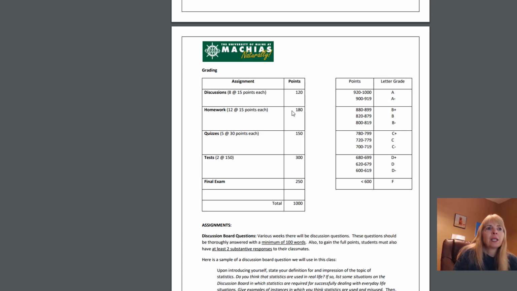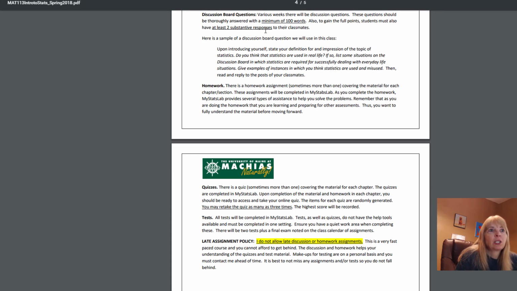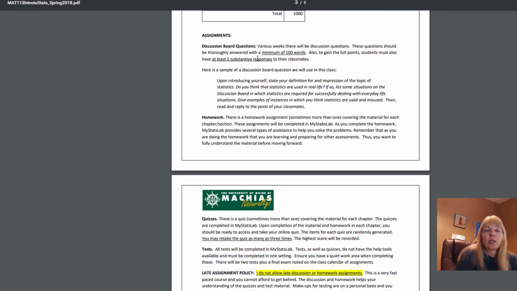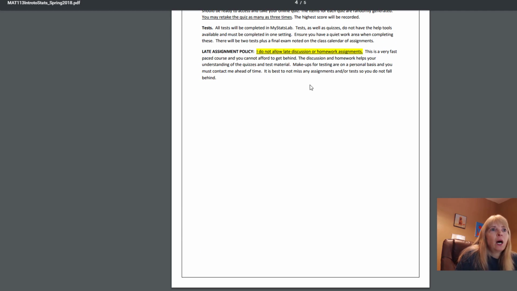Your homework grades, you can rework over and over and over until you get 100% by the due date. So keep after them. Ask me questions if there's one you can't get. Then quizzes, tests, and the final exam, and then your breakdown of your grades. So this explains the discussion board and your initial post plus the 2 responses. There it mentions our homework, our quizzes, our tests.